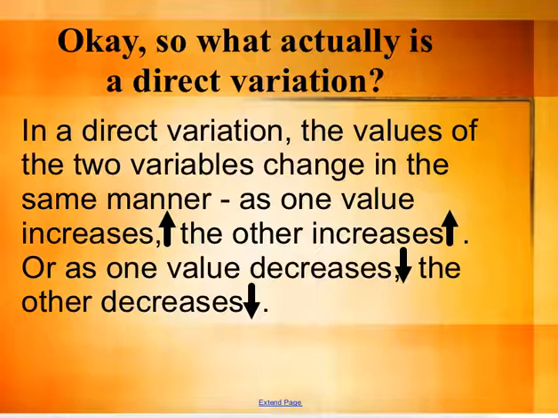So when we think about direct variation, what we're saying is that as one value increases, so does the other. As one value decreases, so does the other. Rather than a different type of variation that we will soon talk about, inverse variation, and this is when one increases, the other decreases. They are inverse of each other.